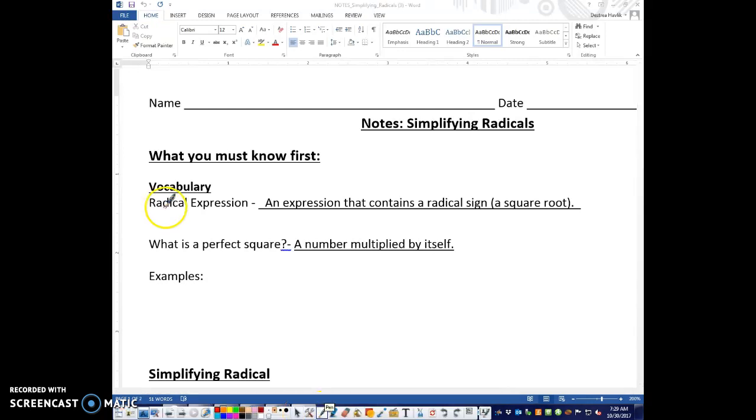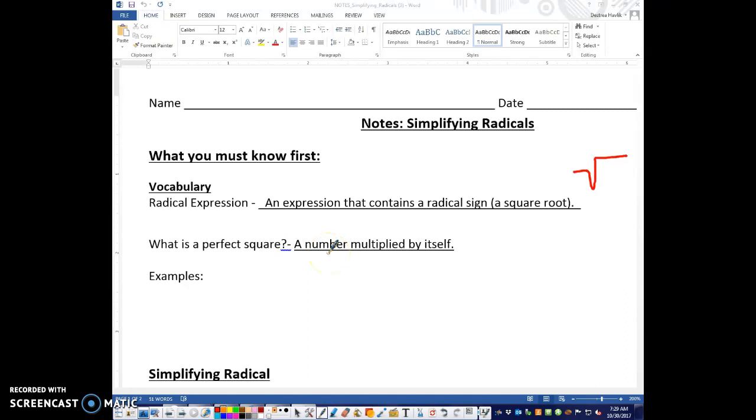A radical expression is an expression that contains a radical sign or a square root sign. So it's anything that contains that, okay? That's a square root sign. That's a radical expression. So what is a perfect square? Do you remember what a perfect square is? A perfect square is a number multiplied by itself.